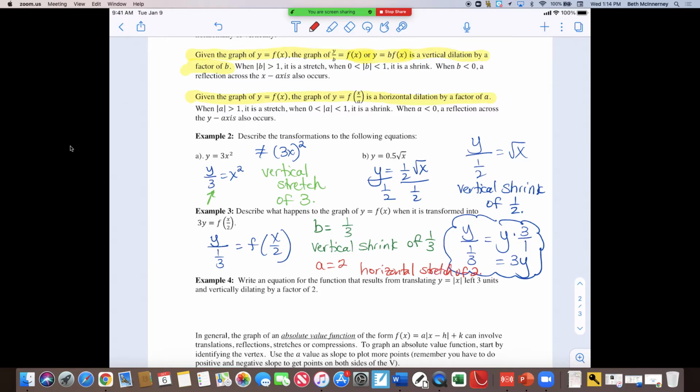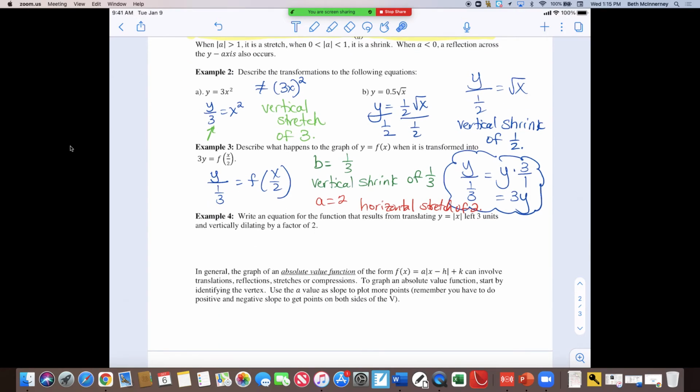So again, this is a lot of information we've taken in today. Let me go back over it one more time. If you have y equals f of x, and you take y and divide it by b, that's a vertical dilation of factor b. If b is bigger than 1, it's a stretch. If b is between 0 and 1, it's a shrink. If you take y equals f of x and you take x and divide it by a, that's a horizontal dilation by a factor of a. When a is bigger than 1, it's a stretch. When a is between 0 and 1, it's a shrink.